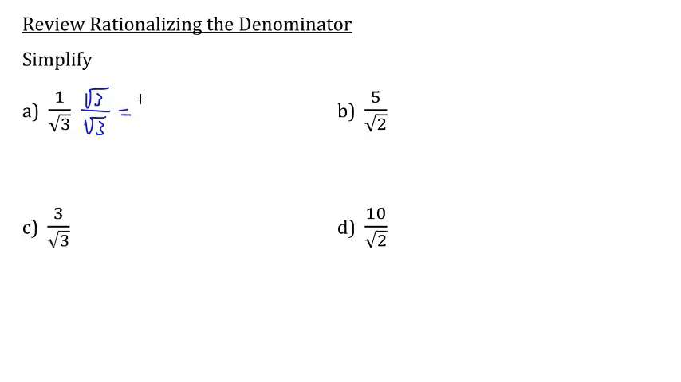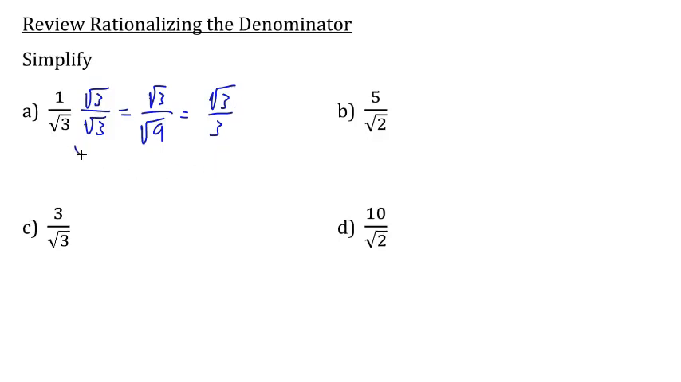So let's multiply straight across the top and bottom. 1 times the square root of 3 is just the square root of 3. Square root of 3 times square root of 3, well, that equals the square root of 9. But the square root of 9 equals 3. Now, super important, these 3's do not cancel because the 3 in the numerator is not really a 3. It's a square root of 3.